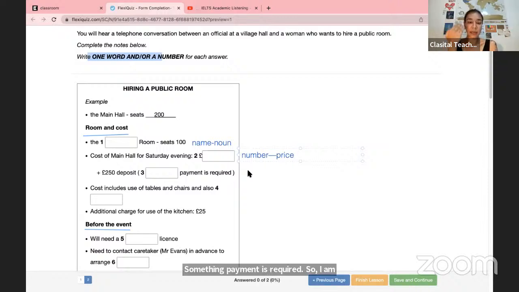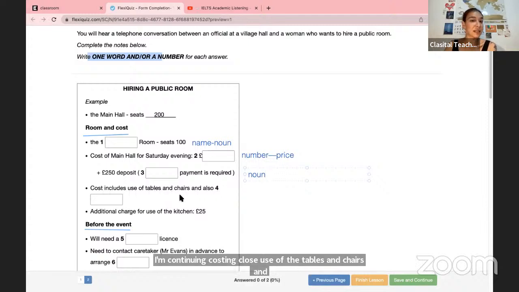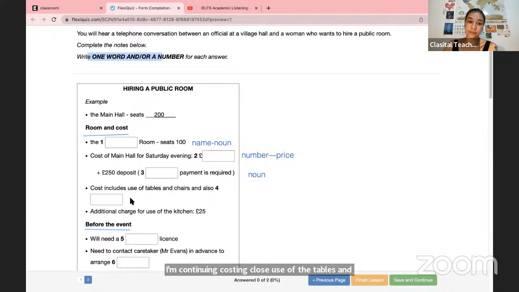So I am thinking about how can I pay? Maybe credit card, something. Again, it will be a noun. I'm continuing. Cost includes use of the tables and chairs and also something. So I can again assume that it will be a noun. I'm expecting a noun here.